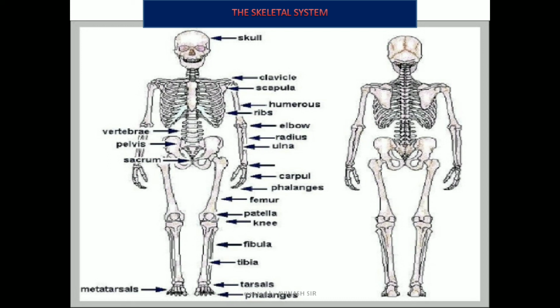Instep bones or metatarsal bones. They are 5 in number. They are thinner and longer in shape. They are joined in front to the bones of the toes and in the back portion to the bones of the ankle. The phalanges of the foot or toes.